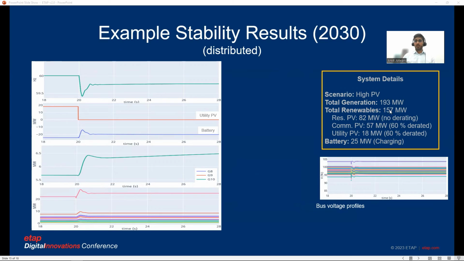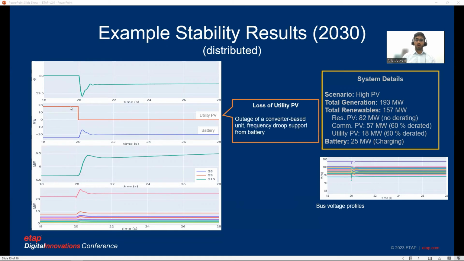In this case, we had around 75% of the renewables generating. The renewable penetration for the specific snapshot was around 75%. We had to derate the renewables to ensure that enough synchronous generators were online for this case. The event simulated here is the loss of the utility PV plant.